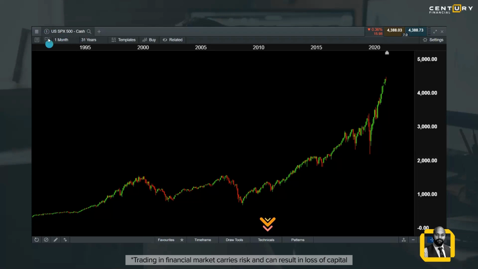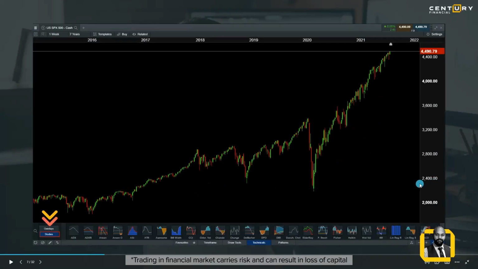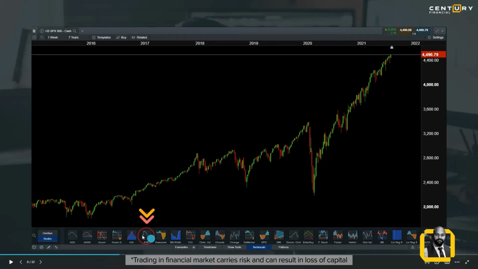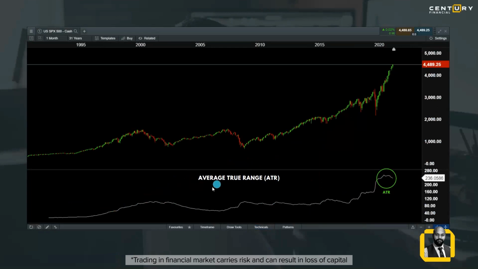And I'm looking at a 1 month time frame. That means each candlestick represents 1 month move. Now, if you go to technicals at the bottom, you click on technicals, you get this window open, you go to studies, and you get your ATR. ATR again stands for average true range, and you click on ATR. It will open a separate window at the bottom which shows the ATR movement as of every month.